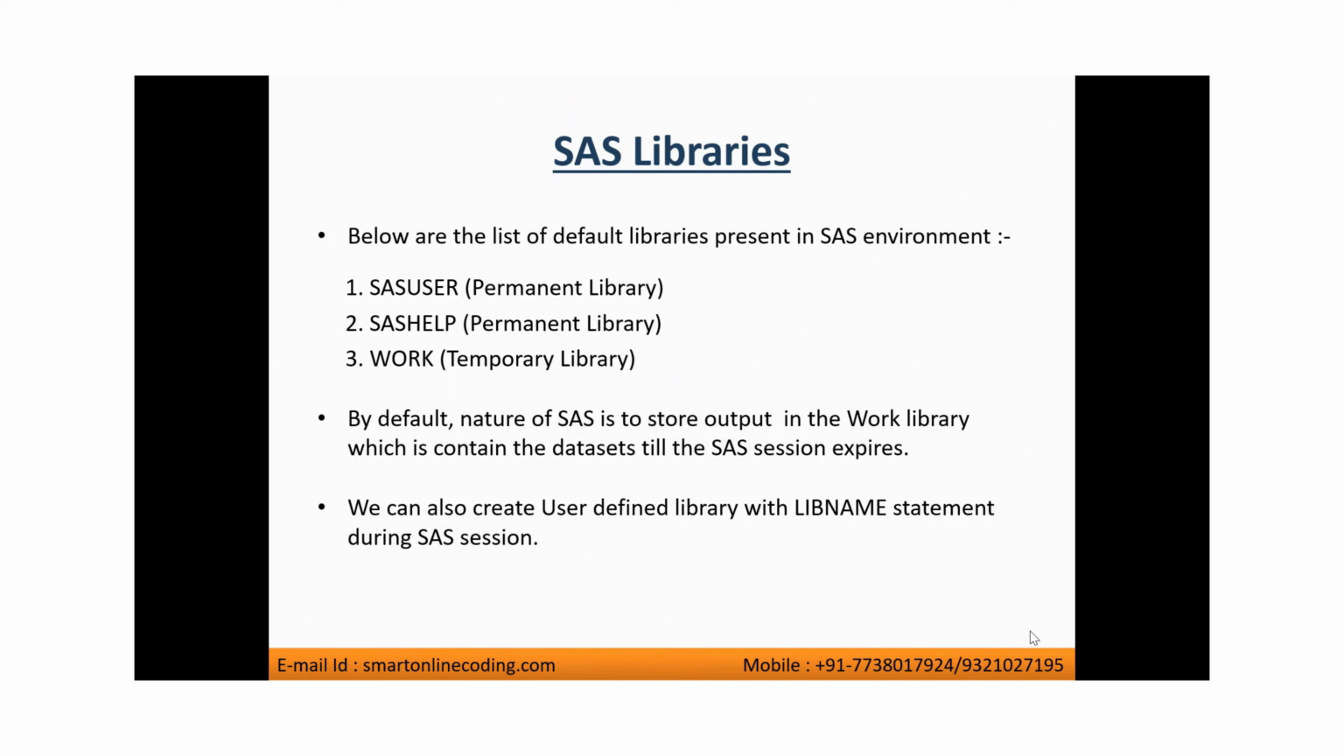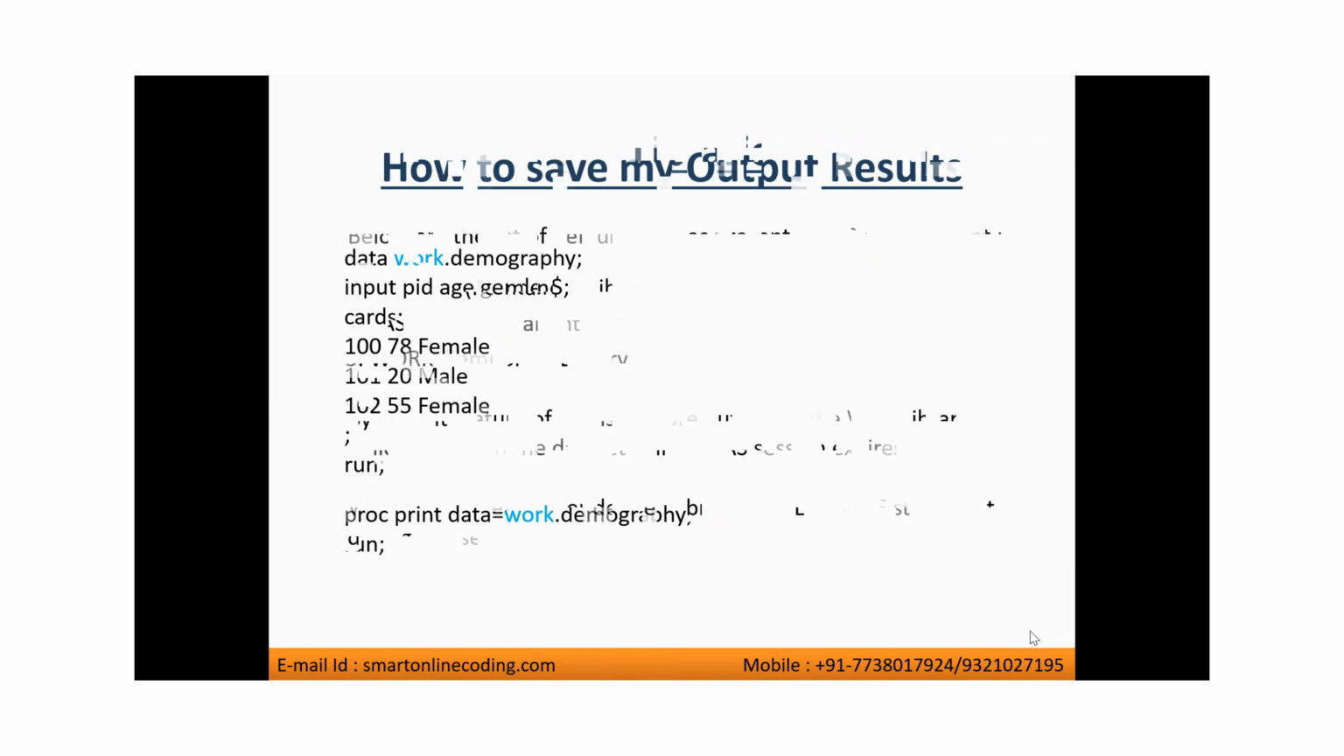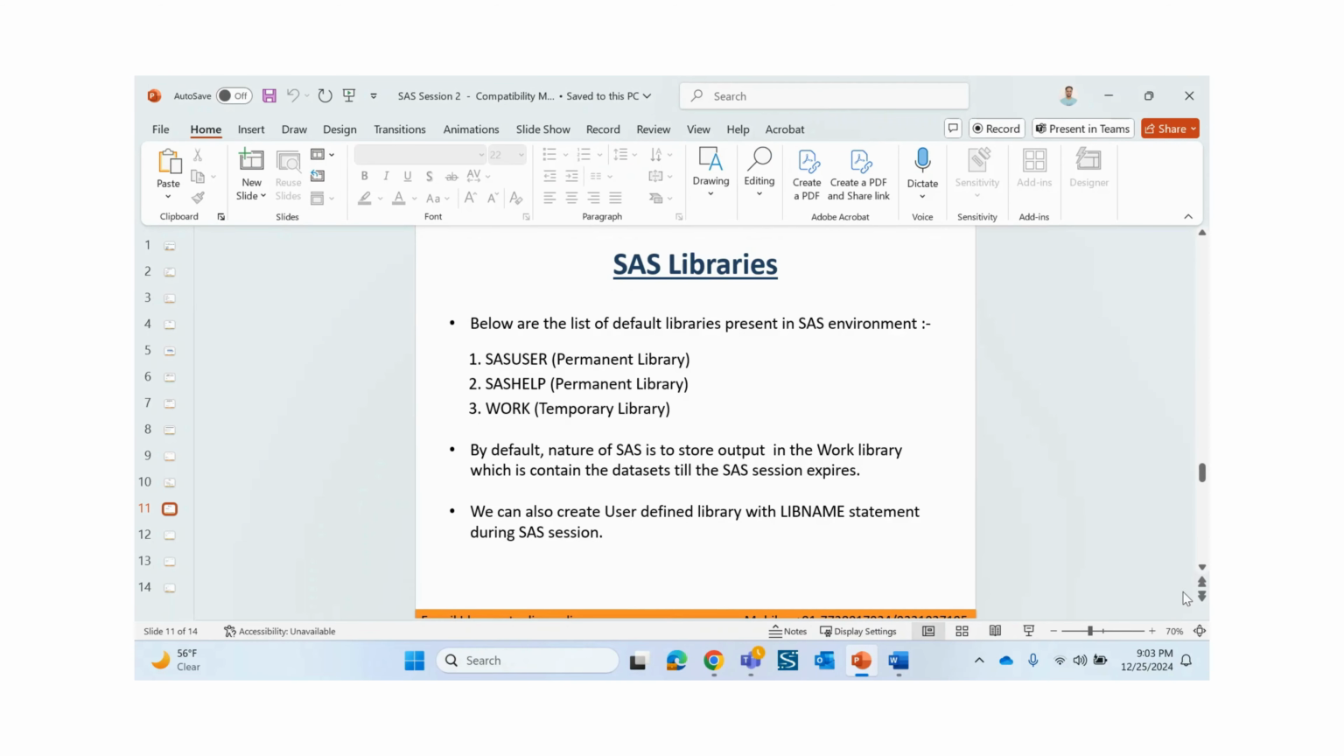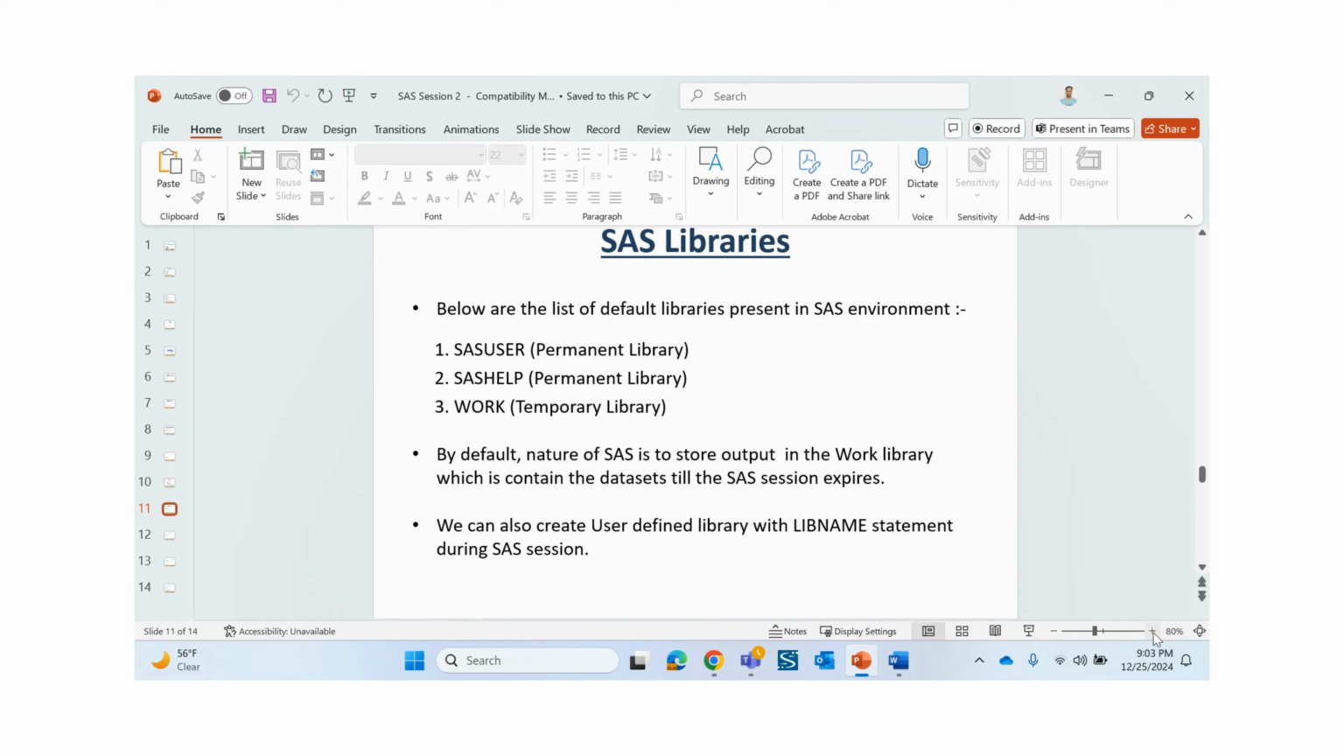So now, I was talking about the SAS libraries before. See, there are three types of default libraries. One is permanent and one is temporary. The permanent gets divided into two further: SAS user and SAS help. These are the two more libraries. Further getting derived. Now, what is a permanent library?